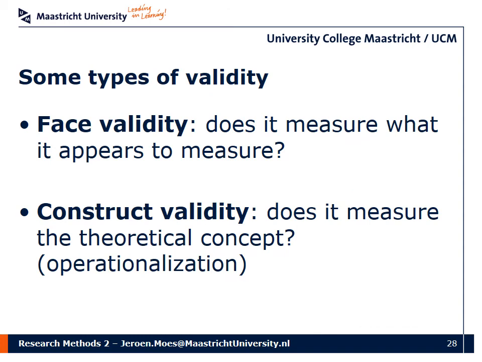There are some specific types of validity, and you'll see more of these in the book. There's more that are discussed there, but specifically that we can discuss here, we have face validity. In other words, does the thing that we measure, does it measure what it appears to measure? And we have construct validity. Does it measure the theoretical concept or the thing that we want to operationalize? So these are things to keep in mind when you're designing your study, either as a survey, but also as a lab experiment. These are very important things to take into account.